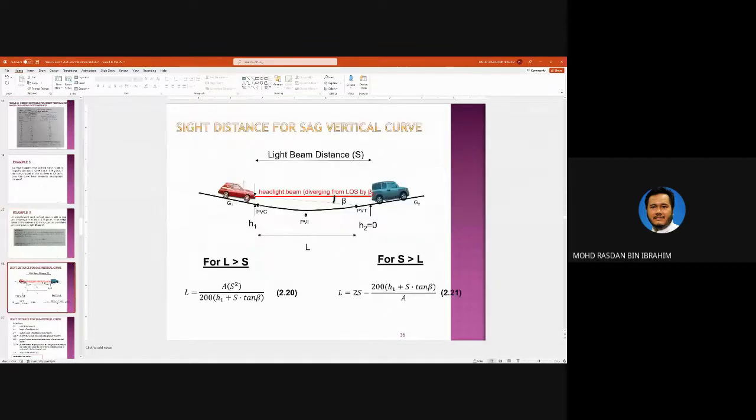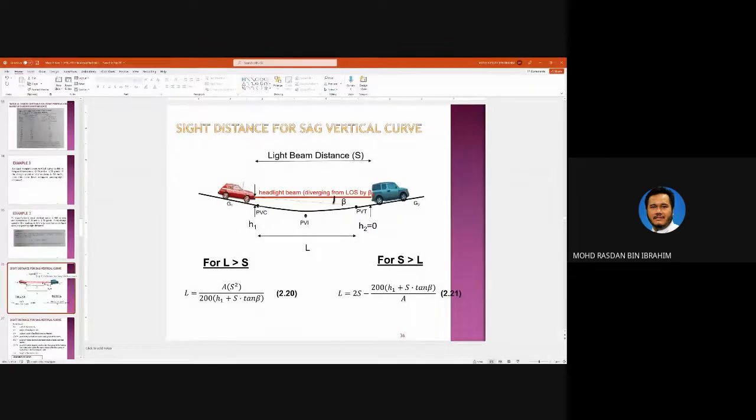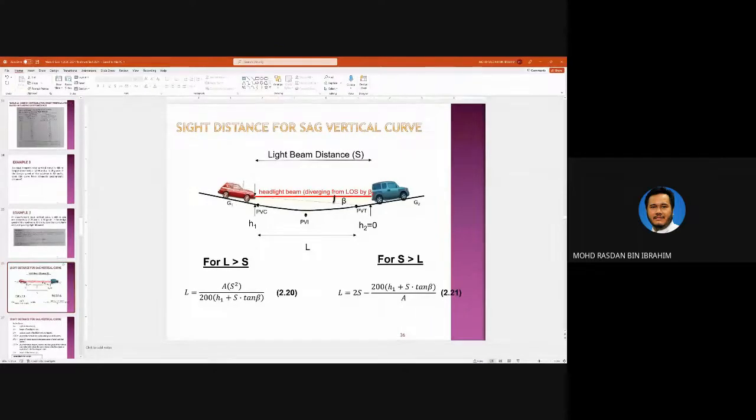So this is what I've mentioned just now. Sight distance for sag vertical curve is not much of an issue unless it is in a very dark area at night, where you can only see whatever is being lighted by your headlight. Meaning that if this vehicle here is a little bit further, you cannot see, assuming that it does not have tail light.